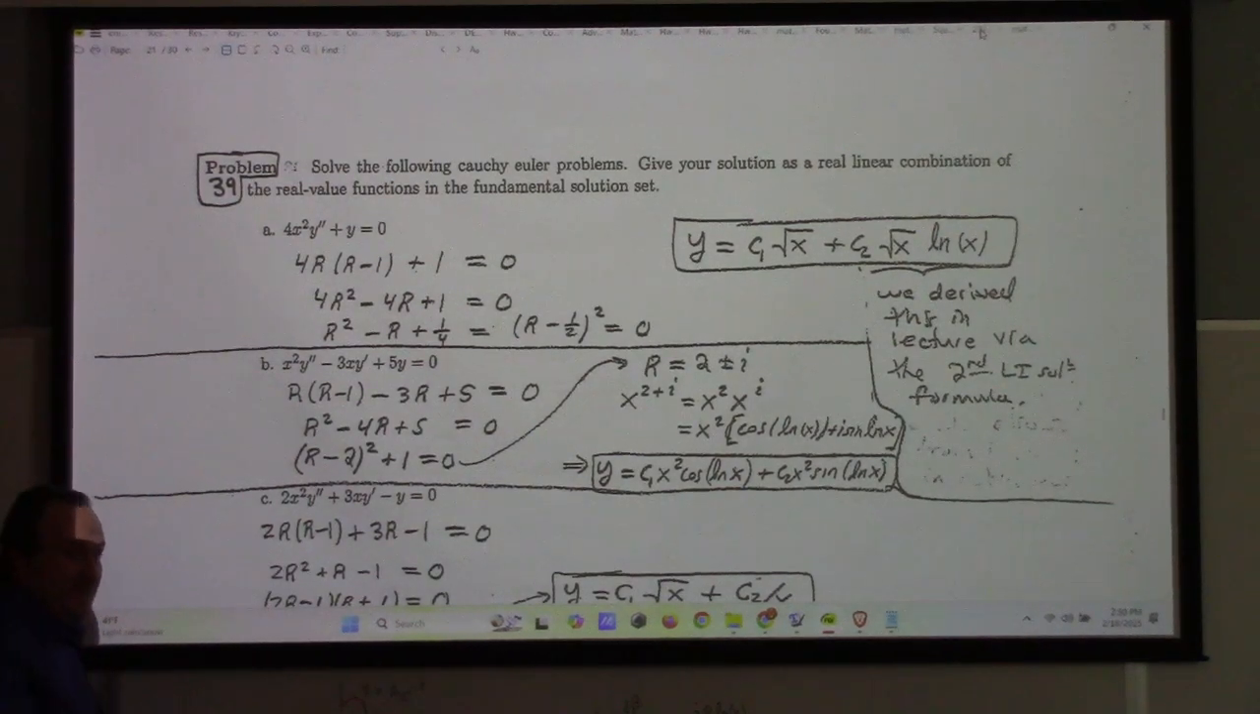Yes, that's exactly what happens. Yeah, we just multiply by the log of x. If it was, like you said, three-peated, then the next thing would be plus c3 square root of x times the log of x squared. That's exactly what happens.